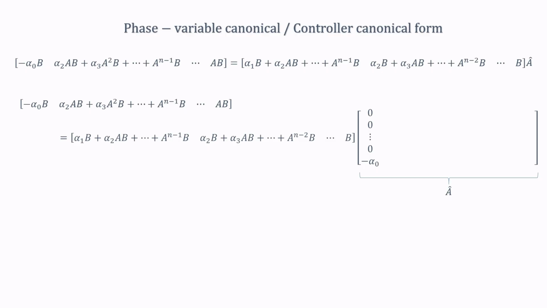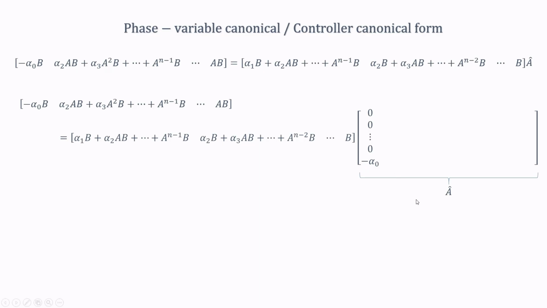Now notice that I need minus alpha naught b here, and if I multiply these columns, these are column vectors, right. Now, if I multiply 0 times the first column vector plus 0 times the second column vector and so on, minus alpha naught times this will give me the first column, and that is what is being written here. Okay, this gives me the first column of A hat.